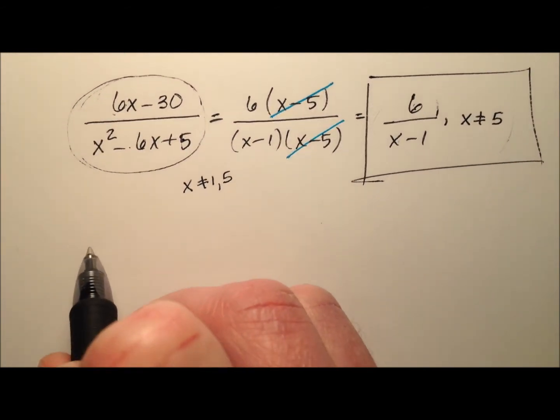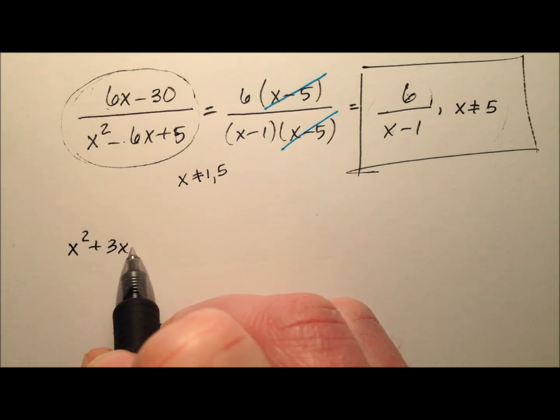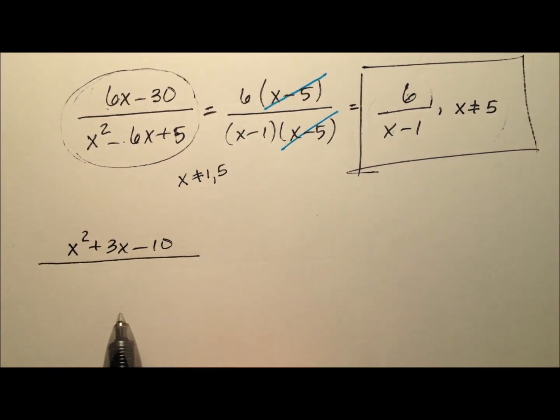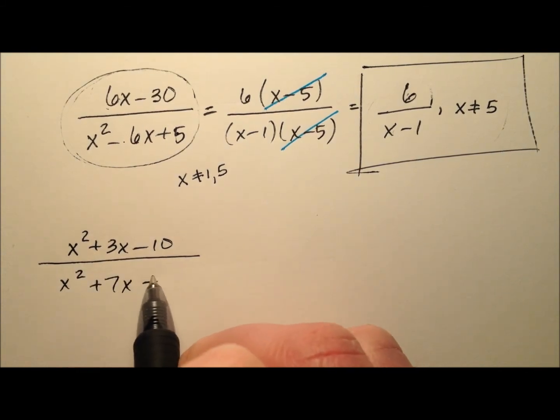So let's look at another one. So I have x squared plus 3x minus 10 in the numerator, and the denominator will be x squared plus 7x plus 10.